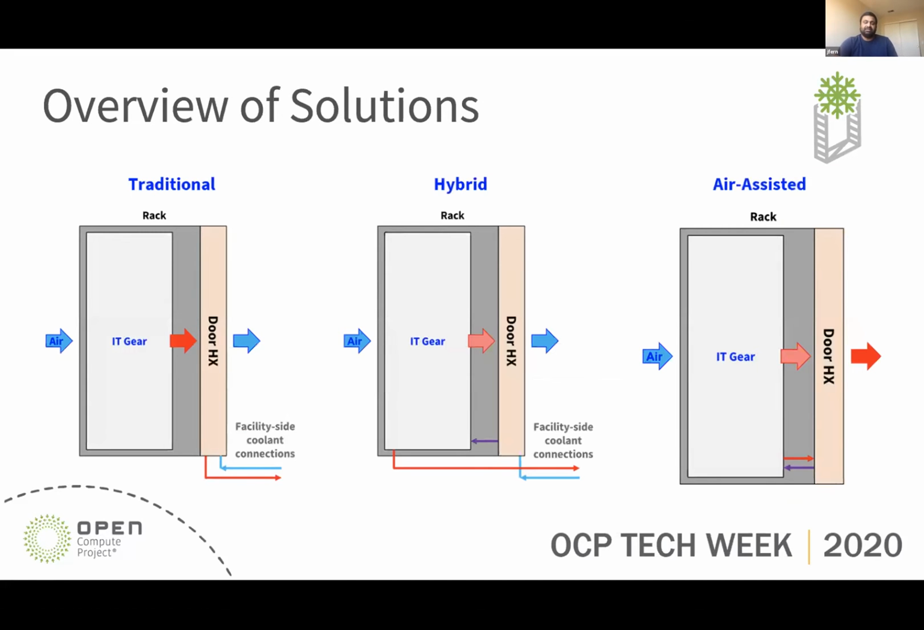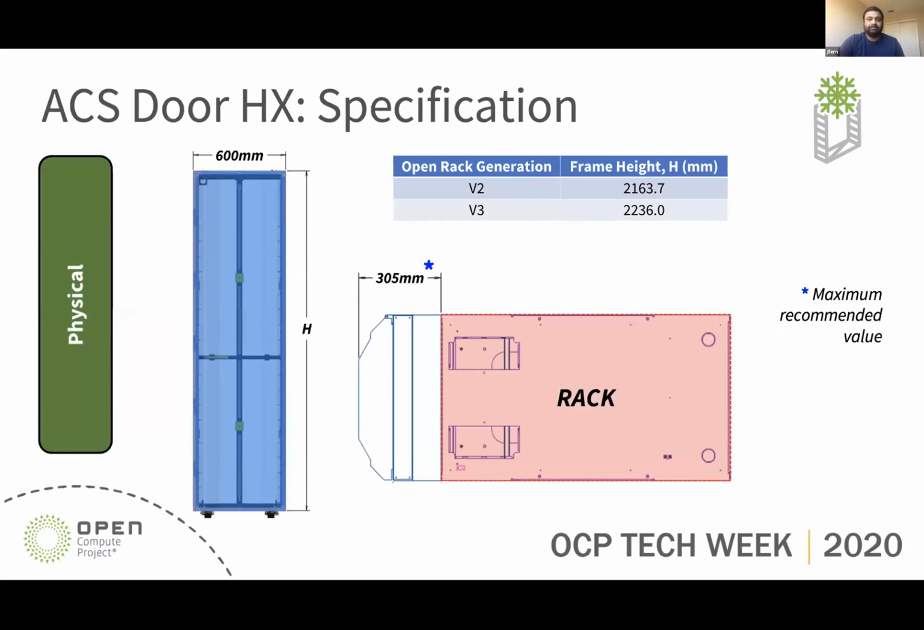To start off with different solutions, we have three over here that have been outlined. The two on the left-hand side represent the use of a door heat exchanger in an air-cooled facility that also has facility-side coolant capability, supply or facility water systems. On the right-hand side, we have what's known as an air-assisted solution, which is in a purely air-cooled facility, but with the ability to drive a closed loop with the door heat exchanger to push the cooling limits of said air-cooled facility. And Cam will be touching on that in the next presentation.